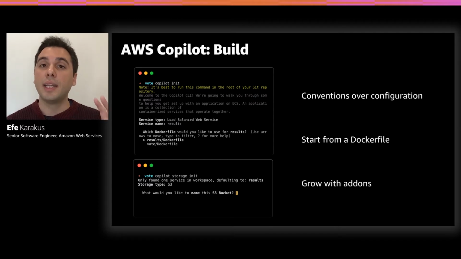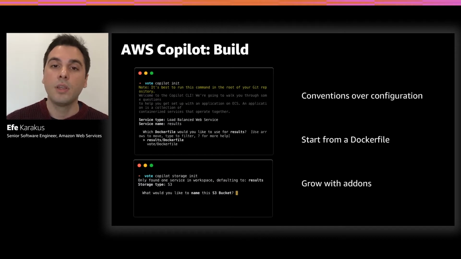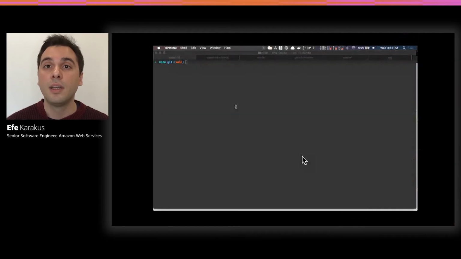If you remember, our API service was connected to an Amazon Aurora Serverless database, and that's done through the add-ons feature. Copilot also provides native integrations by default through the copilot storage init command. If I type storage init, it's going to ask me if I want to create an Amazon S3 bucket or an Amazon DynamoDB table, and then we'll generate the CloudFormation template for you. Okay, so let's take a look at a demo of how to get started with Copilot.